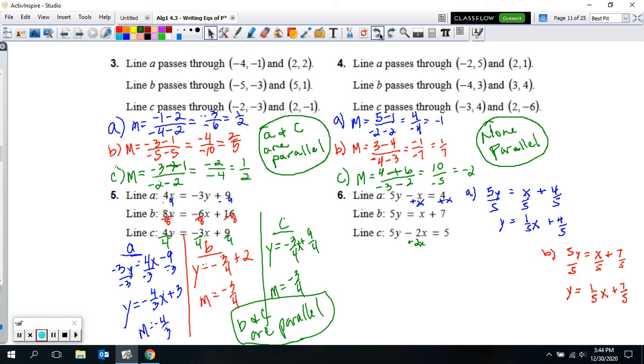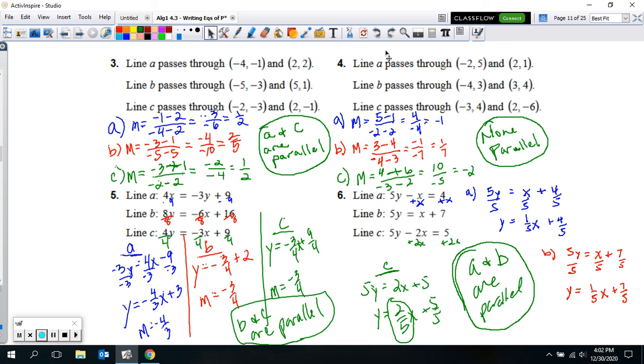And so for C, obviously A and B we can see are parallel. They both have the same slope. We can check C and see if all 3 of them are parallel lines. That's possible. So we would first want to add the 2x to move that over to get the 5y by itself. And so for C we got 5y equals 2x plus 5. Now we divide everything by 5 and we end up with 2/5 x. So this one is not. So A and B are the only ones parallel on that one. That should have been your answer for number 6.